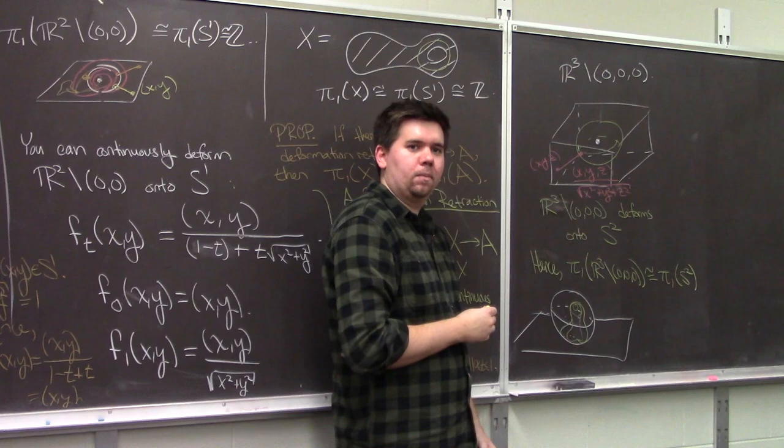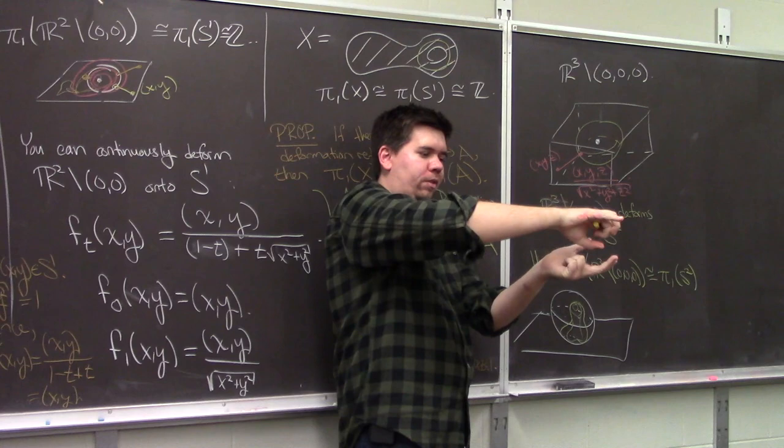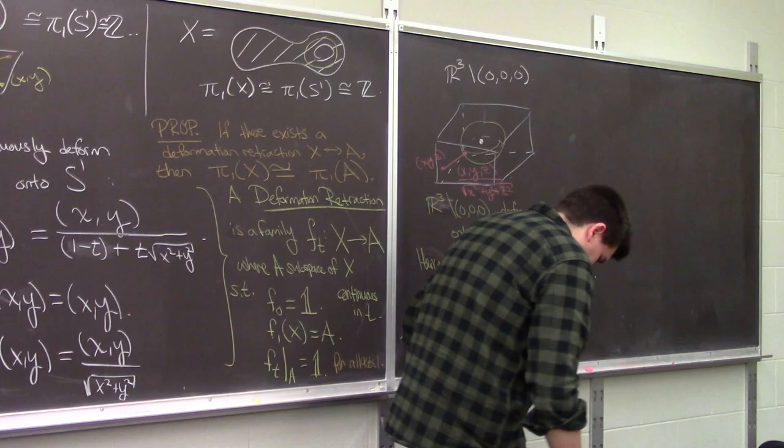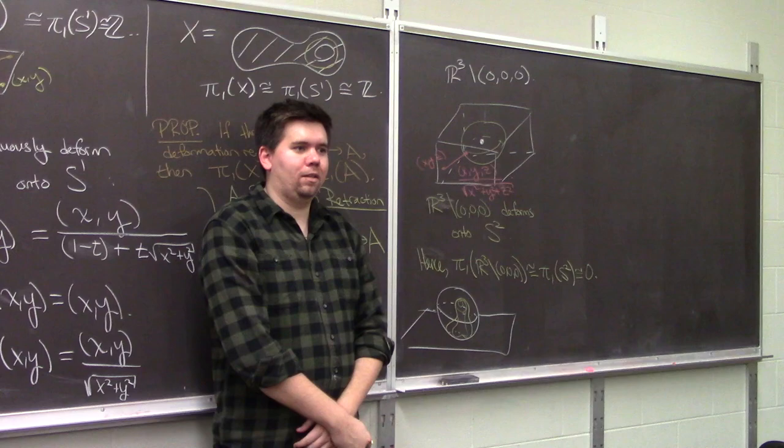There's no way to get caught on anything on the sphere. You can just pull it over to a single point. So everything's homotopic to the constant map on the sphere. So the pi 1 of S2 is just the trivial group. It has only one element, the constant map. Everything's homotopic to the constant map. Happy with that? Okay.